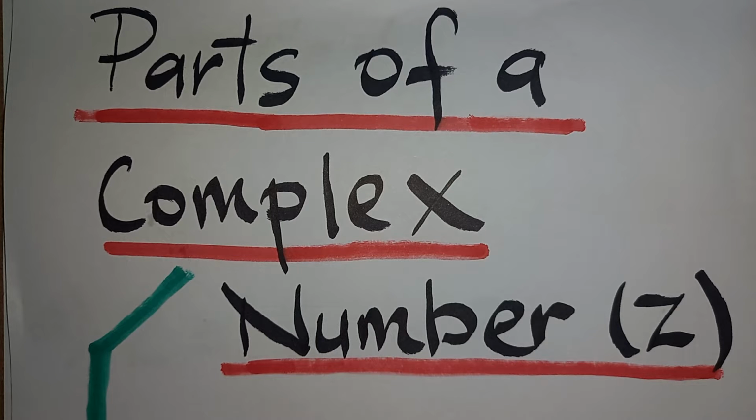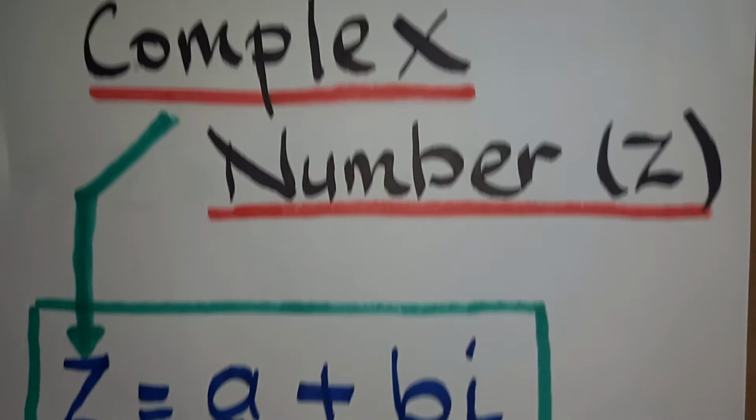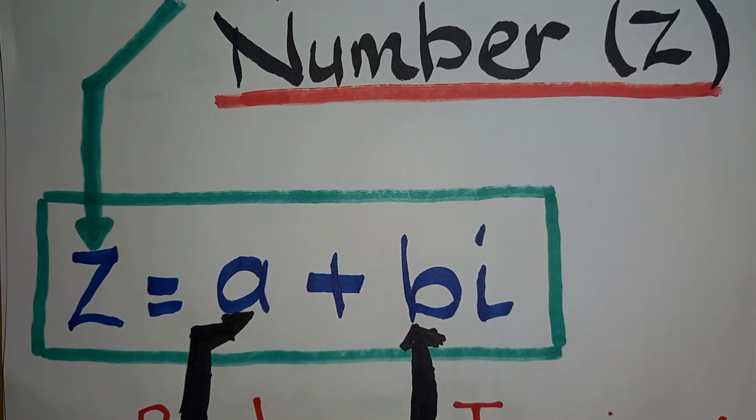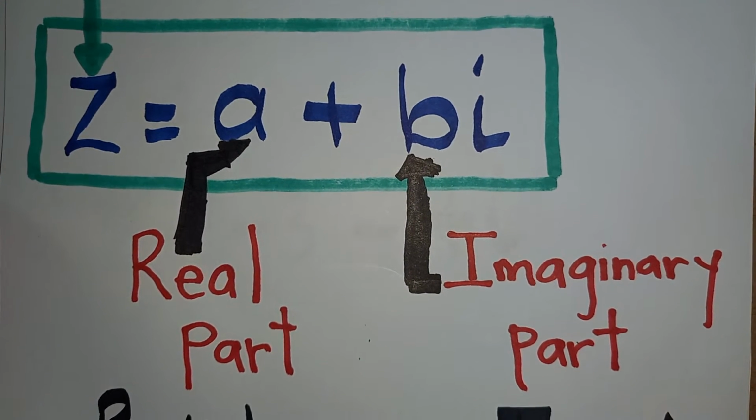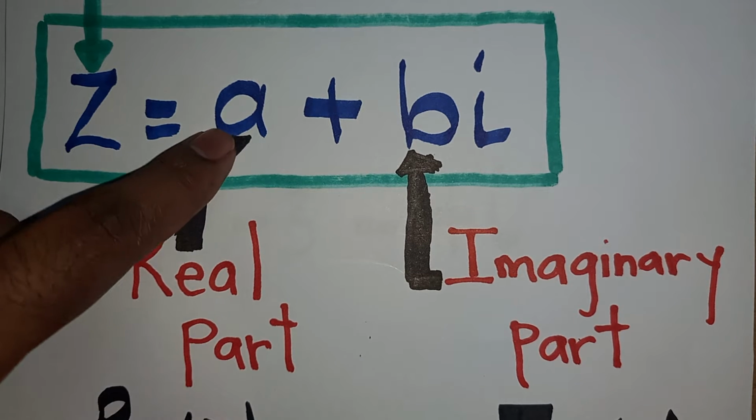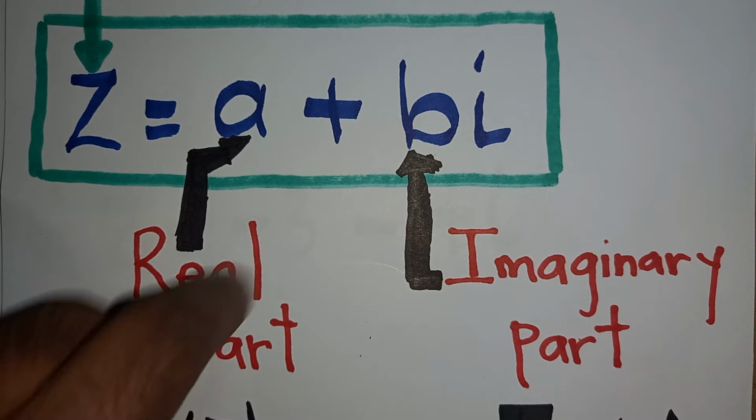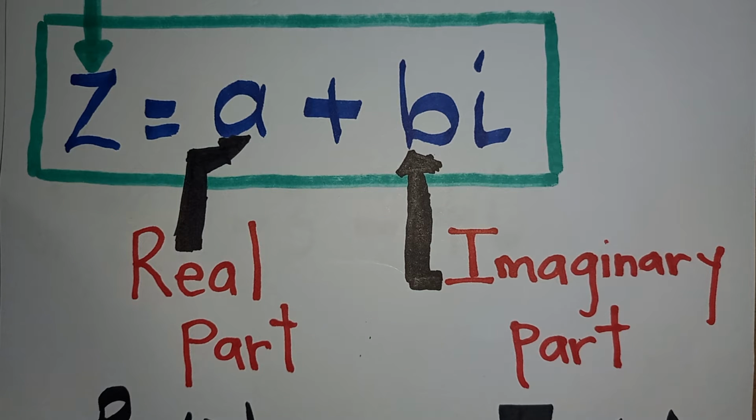In this video, I am going to talk about parts of a complex number z. Now, when we talk about complex numbers, we often talk about two parts that are associated with that complex number. The two parts that a complex number has are the real part and the imaginary part. a is known as the real part of the complex number and b is known as the imaginary part of that complex number. So any complex number can be written in the form of a plus bi.